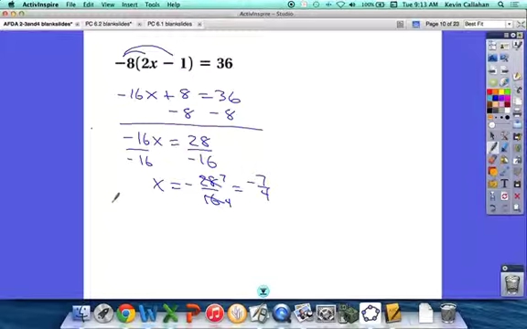Does it matter that as I wrote that, here the negative was clearly on the 16, here I just put it in front of the fraction, and here it almost looks like it's on the 7? Does it matter to the value of the fraction? No. In any case, it's a negative 7/4.